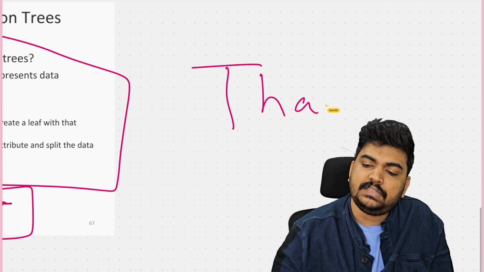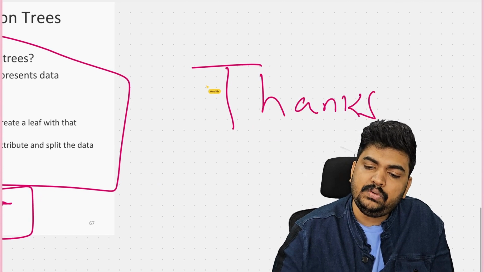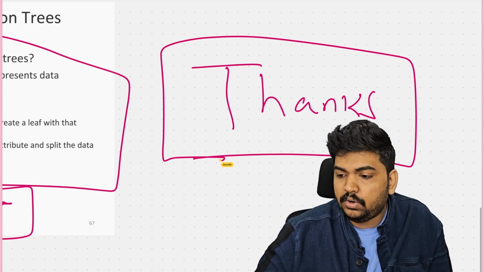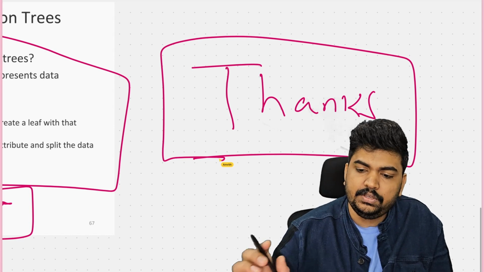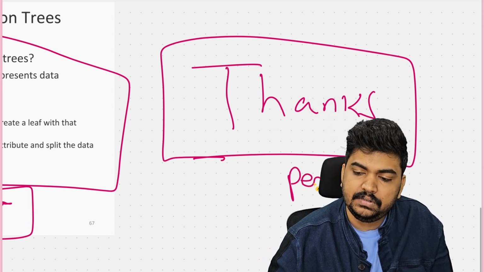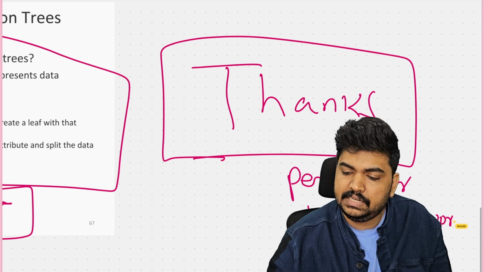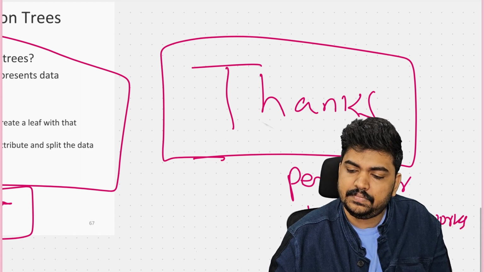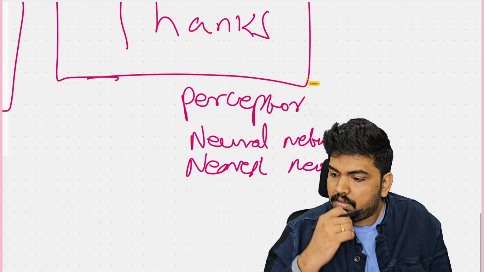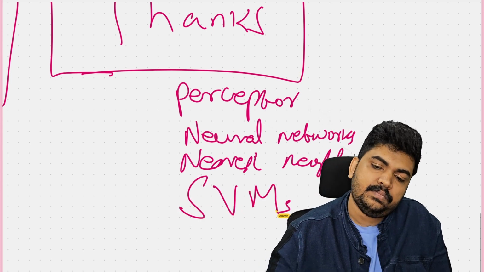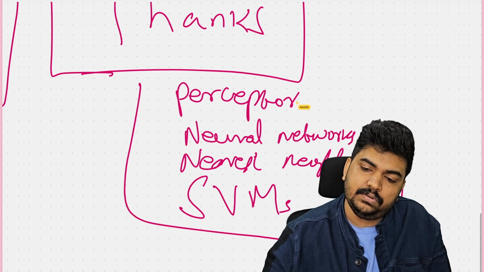Thanks for attending this lecture. We will now attend the next lecture, which is still on the classifier series. So we will look into perceptron, neural networks or multi-layer perceptrons. We will look into nearest neighbors. We will also look into what is called, I think, SVM, support vector machines. Perceptrons. Yeah.